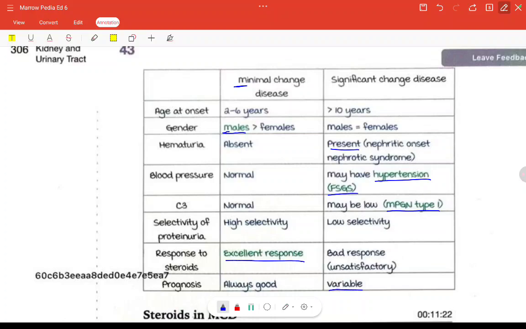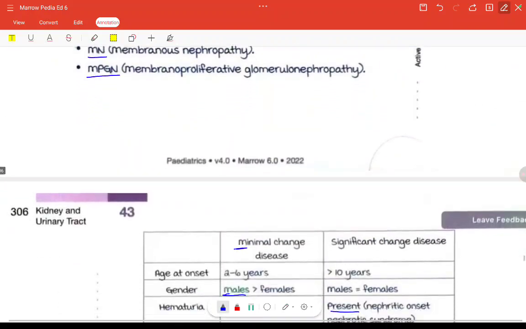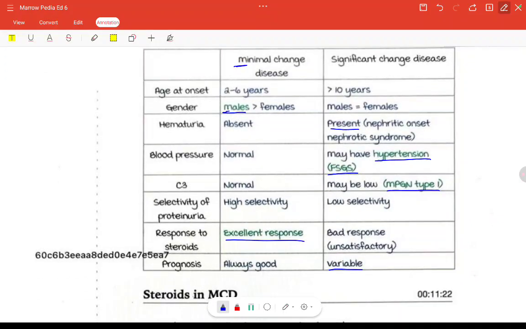Okay, so what were the main differences? Minimal change disease occurs in a younger population, more in males. No hematuria, normal blood pressure, normal C3, high selectivity of proteinuria, excellent response to steroids, and prognosis is good. While in significant change disease, because there are different conditions like FSGS, MPGN, and MN, there is variable prognosis. Response to steroids is not very good, it is unsatisfactory, and hematuria might be present, and it is seen in more than 10 years of age and equal in both males and females.